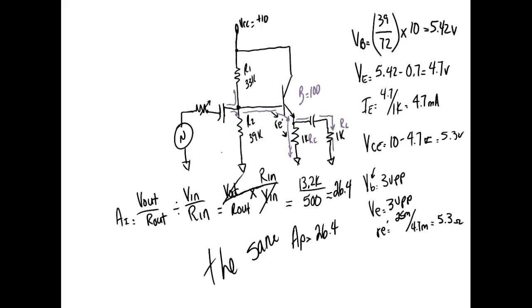Okay, so what's going to happen to VE? Well, what sets VE? VB. How much VB do we have? 0. Okay, so we expect that to go down a lot, right? Okay. What's going to happen to voltage collector to emitter?